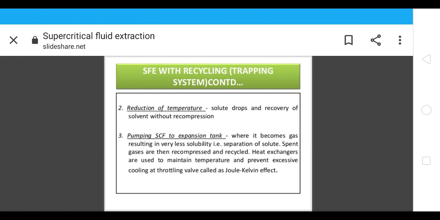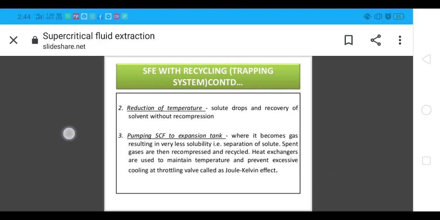The second recycling or trapping system is reduction of pressure. The solid drops and the solvent is recovered without recompression. So in this way, you can separate out your extract from your supercritical fluid.